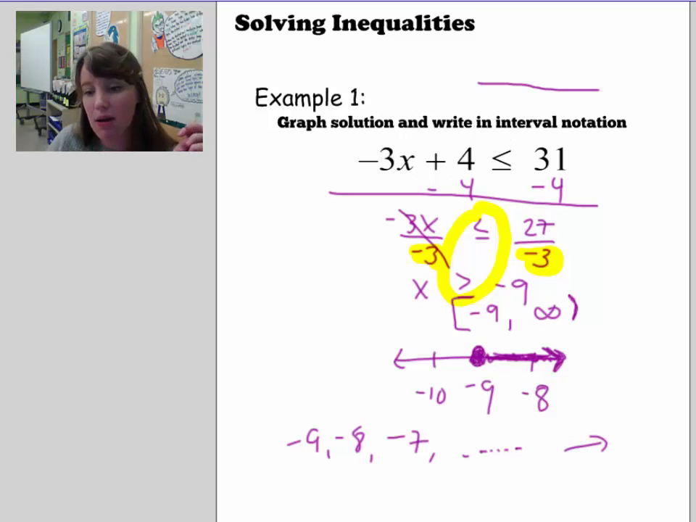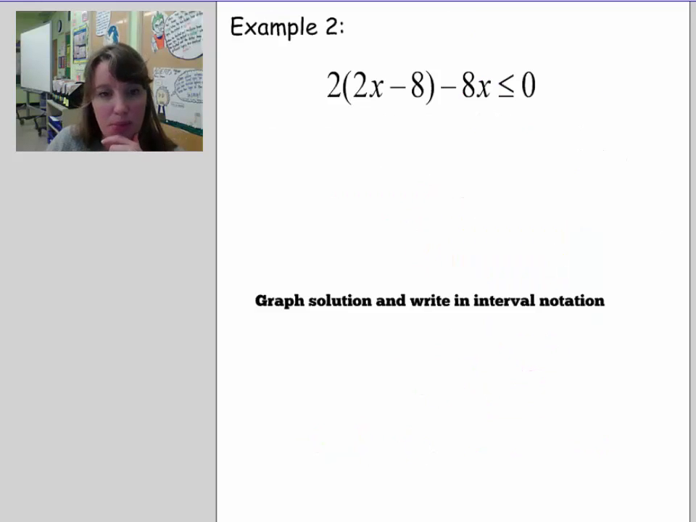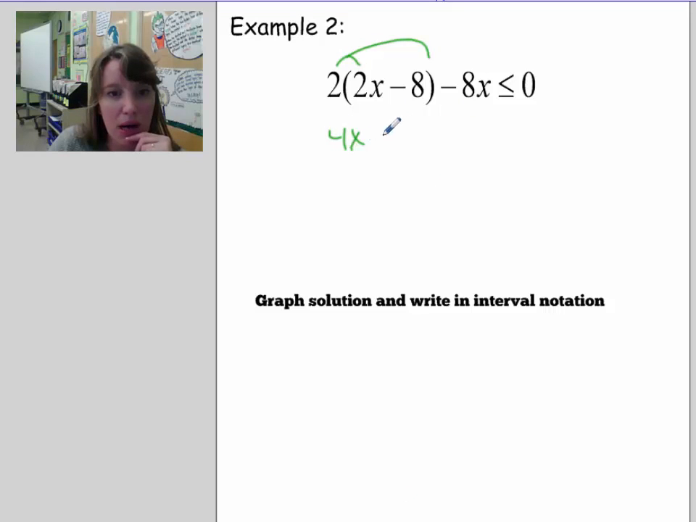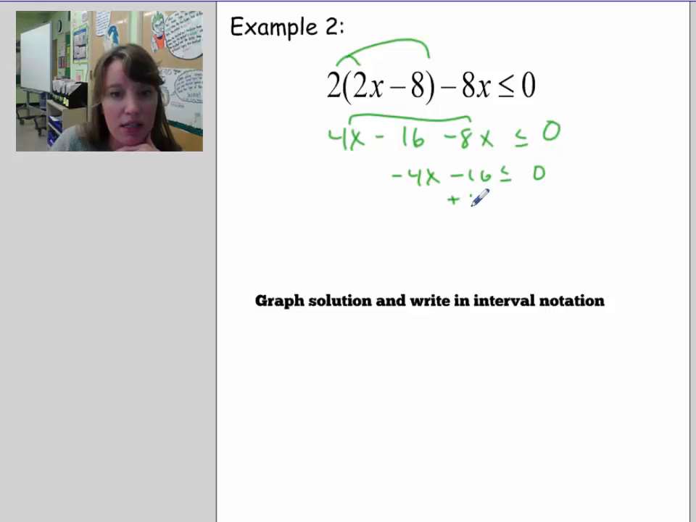All right, let's go on to another example. We're going to solve, graph, and express with interval notation. To solve this, the first thing I'm going to do is distribute. We have 4x minus 16 minus 8x is less than or equal to 0. Let's add these two together to get -4x minus 16 is less than or equal to 0. Add 16.